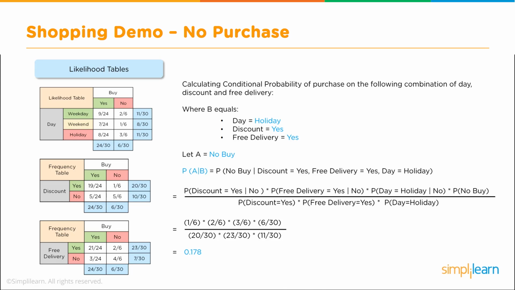And then that has to be multiplied by the probability of a no purchase. And remember, the probability of a no buy is across all the data. So that's where we get the 6 out of 30. We divide that out by the probability of each category over the total number. So we get 20 out of 30 had a discount, 23 out of 30 had a yes for free delivery, and 11 out of 30 were on a holiday. We plug all those numbers in, we get 0.178.